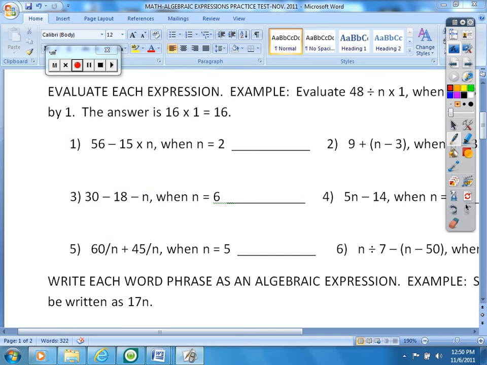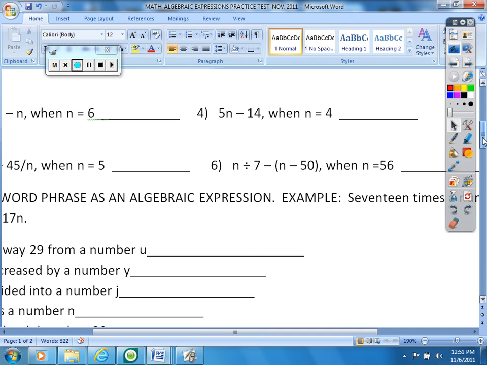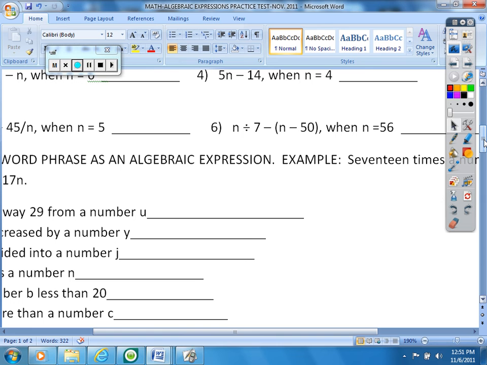All right, let me do another one of these. And as I told you earlier, this is going to be a practice test just to keep them back on track for our test next week. All right, let's do one maybe a little bit more involved. Let's do number 6. All right, I'm going to put in 56 wherever I see n.